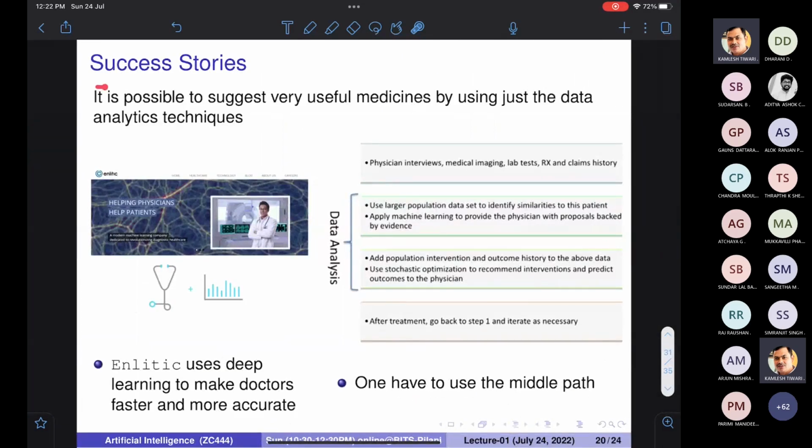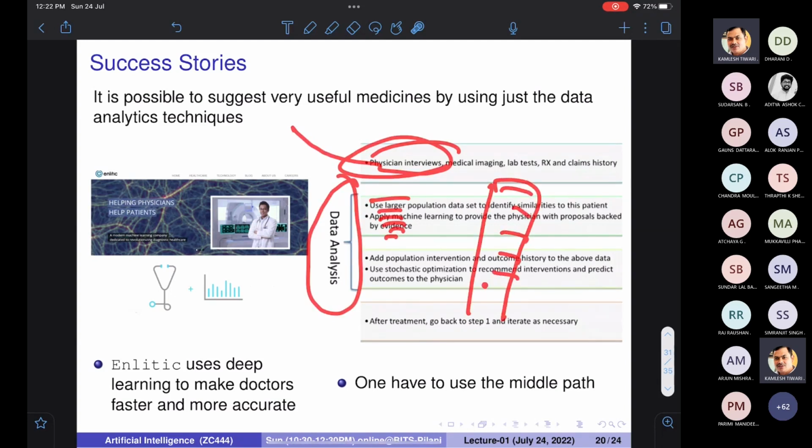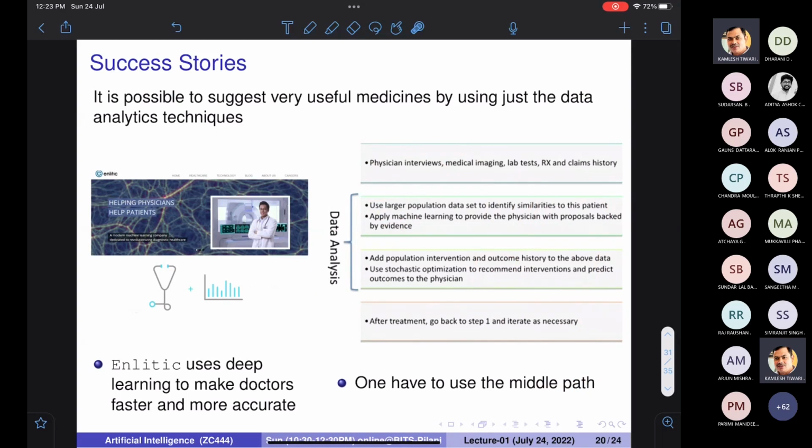This is another example where a company called Analytics has built a system so that when you go to the physician, while you are sitting, he can talk to you about your problem, and then consult a big database of people who have already taken medication. Based on that, he can come up with a prescription that looks good for you. This prescription is sent to the doctor when you go inside his chamber, and then he decides whether to use it or not. Very interesting things.